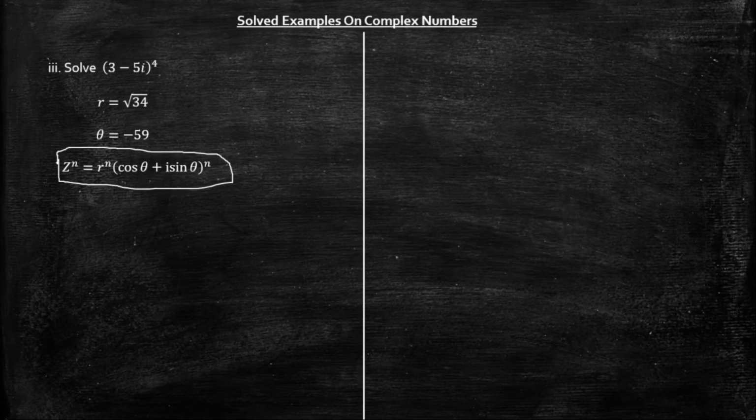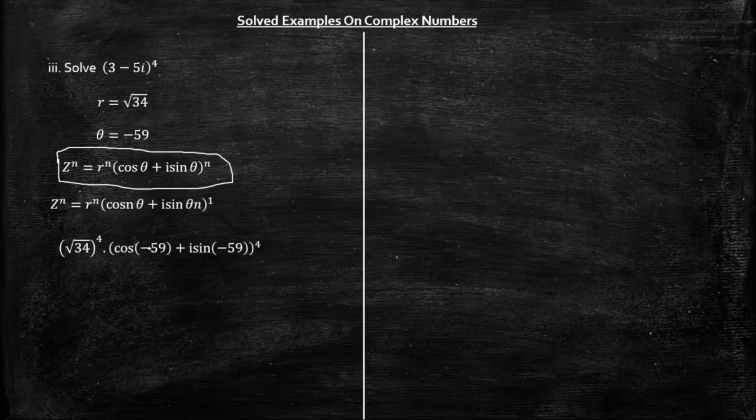So now what you do is substitution. We have our modulus and we have our angle, and it can also be reduced to this form. That n will come here and this will be exponent 1. So when you do that, you're going to get root 34 exponent 4 times cos of the angle, which is -59. That's the argument, and then i exponent 4.